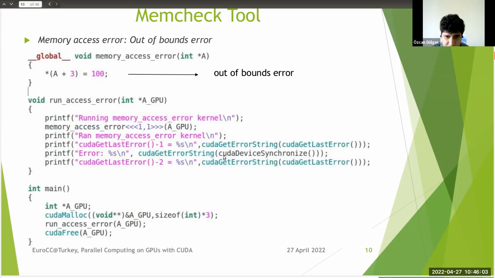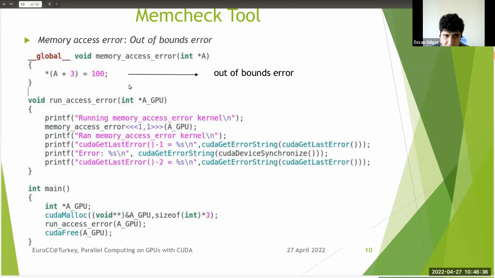Then in the fourth printf, we call the CUDA device synchronize API, as you see. So the host is waiting until the kernel terminates with this command. Remember from yesterday, CUDA device synchronize, and if an error occurs, it will be printed in the fourth printf. And in the last printf, we are trying to print again the current CUDA error.